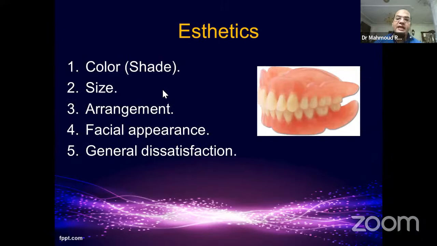Okay, we must properly select the shade, as we said, the shade of the teeth and the shade of the mucosa. The size of teeth, we must also select the suitable size of teeth for your patient and get his approval in the try-in stage. You can make an ideal arrangement, or you can make a particular arrangement for your patient to restore his original smile. Facial appearance is also important.